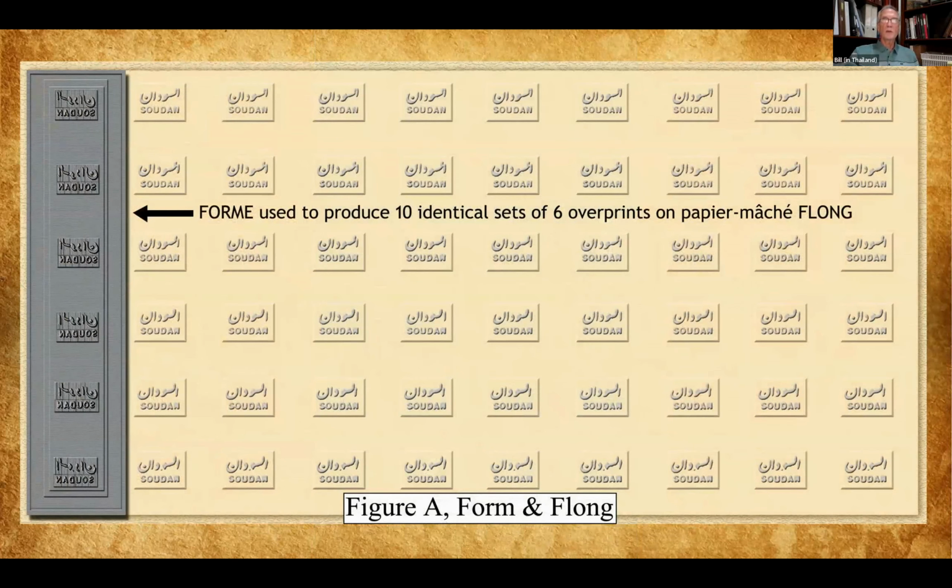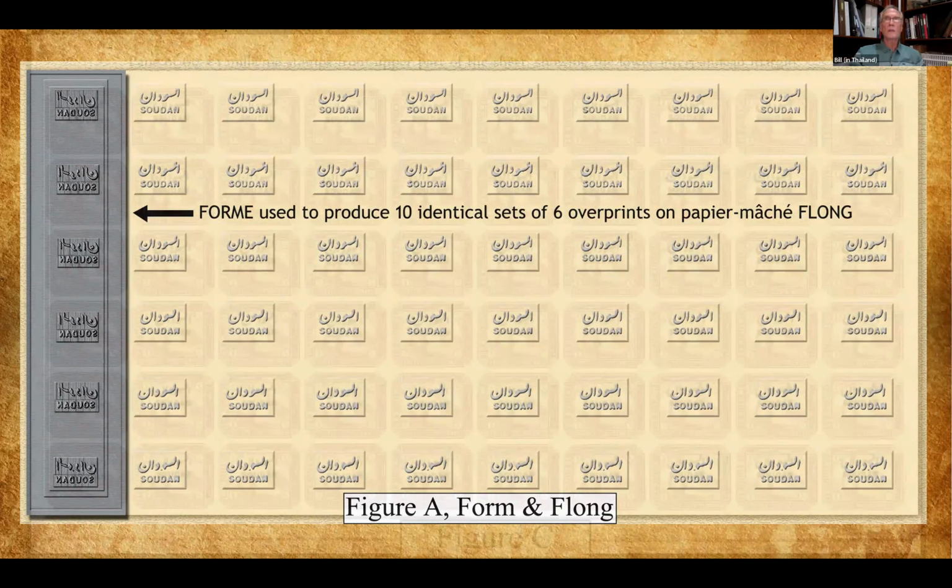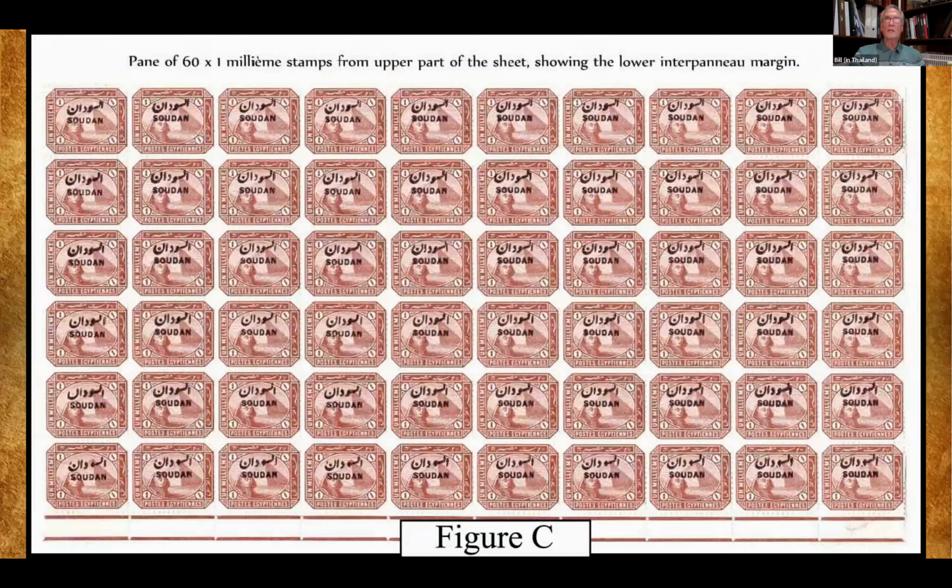The form would then be used to form 10 identical mirrored impressions on a papier-mâché or metal mold called a flong. A printing plate could then be produced, which would in turn be inserted into a printing press and used for actual printing. I give importance to the printing process because it illustrates that overprints were formed in perfect alignment within the sheet of 60 stamps.